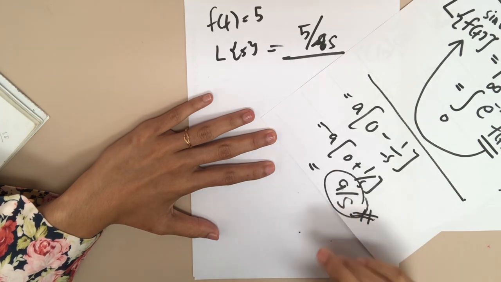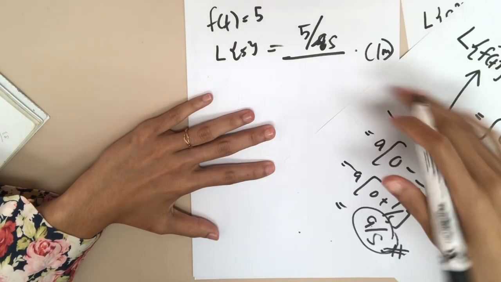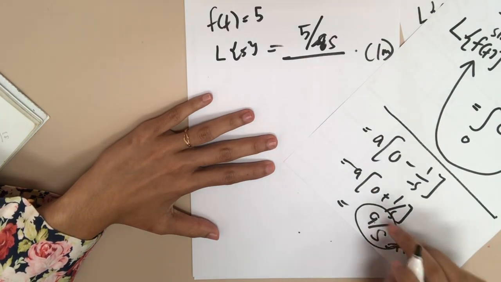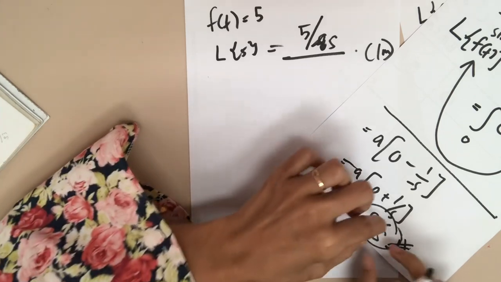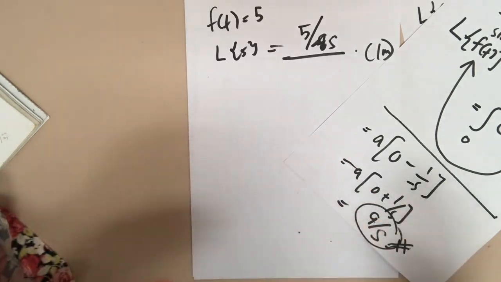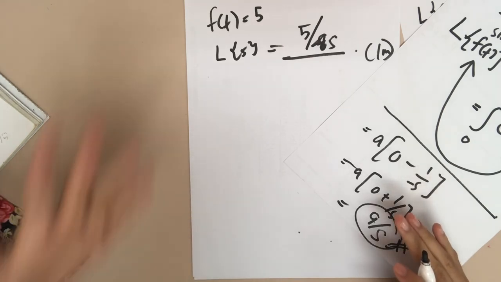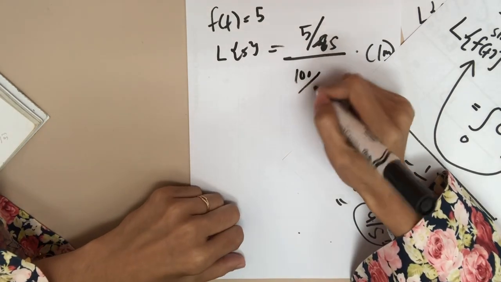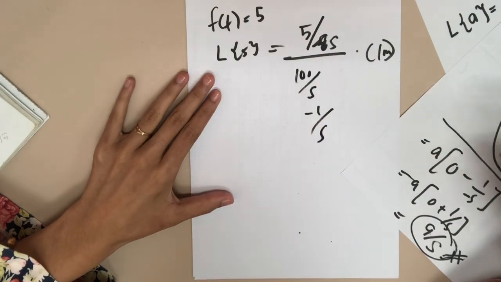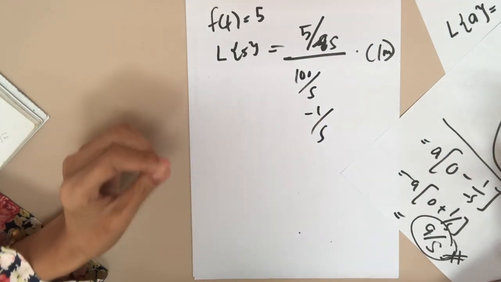It depends on the marks. If the marks are many, you need to show all this. If the marks are only 1 or 2, maybe you just substitute the value here, because this one is already fixed. A over S is already fixed and it can apply for all constants. So if your constant is 100, it will be 100 over S. If the constant is negative 1, it is negative 1 over S. I hope you get what I mean here.